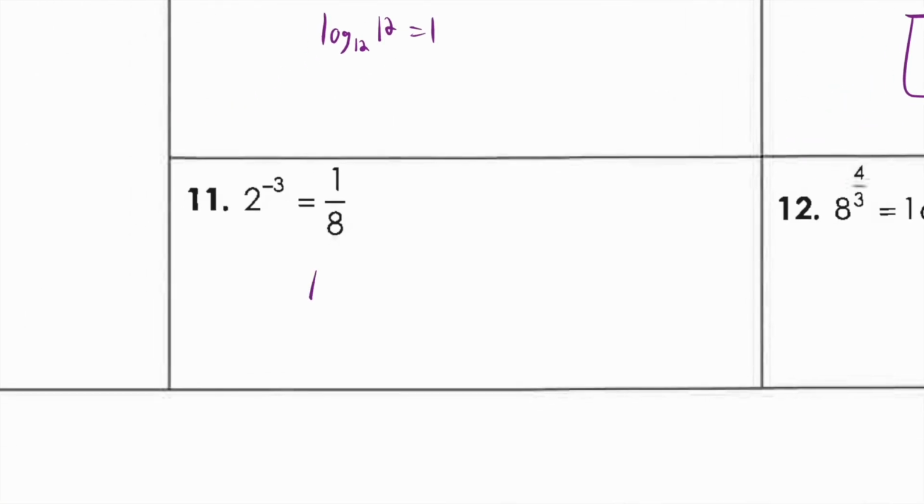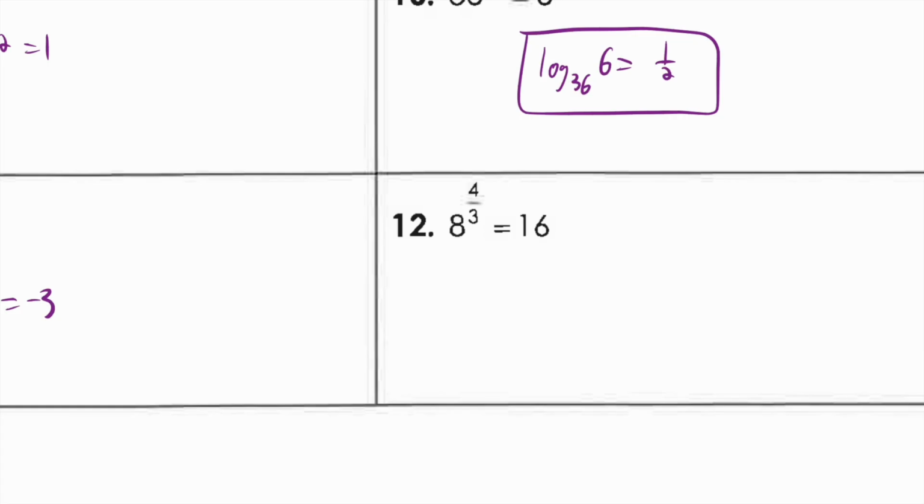Number 11, log base 2 of 1/8 equals -3. And on number 12, log base 8 of 16 equals 4/3. So regardless of what numbers we had every time, we still followed the same pattern where our base became our base, whatever it was being raised to a power, and then our exponent and answer spiraled, switching sides.